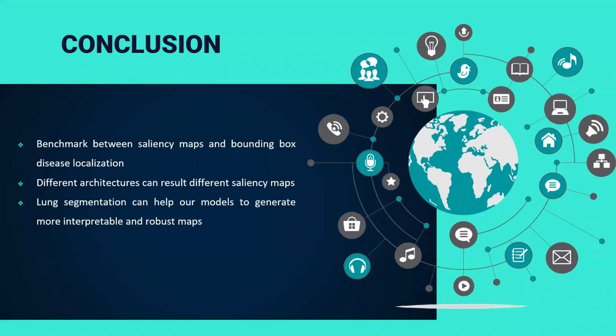To sum up, in this work, we presented the first benchmark between salience maps and bounding box disease localization. We showed that different architectures can result in different salience maps. Lung segmentation can help our models generate more interpretable and robust maps. We also showed that the more the models learn a given problem, the more interpretable and meaningful results they generate. This work fills a significant gap by presenting a new benchmark to the literature, doing comprehensive experiments, and being a first step of a wide variety of further improvements.